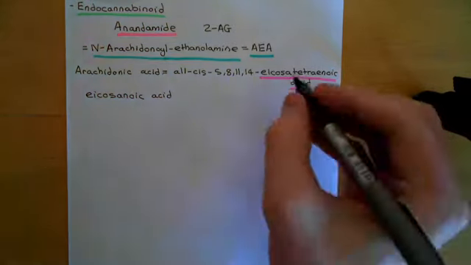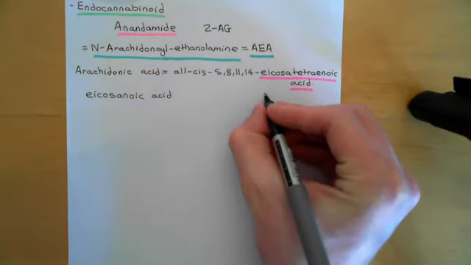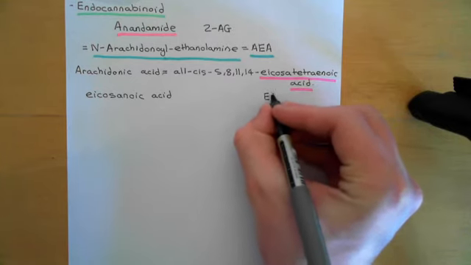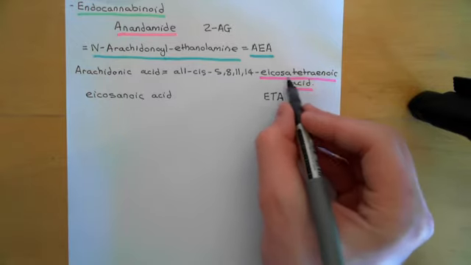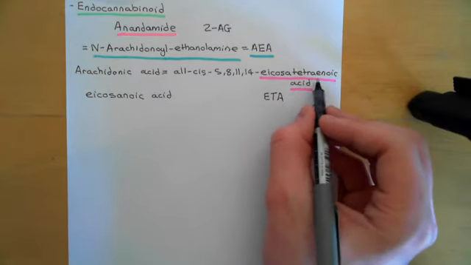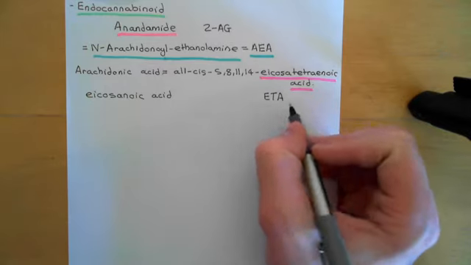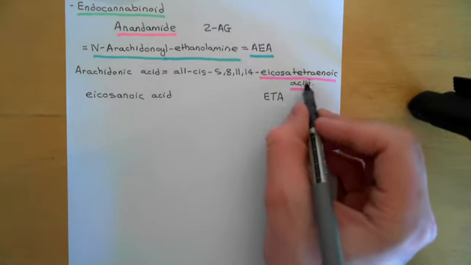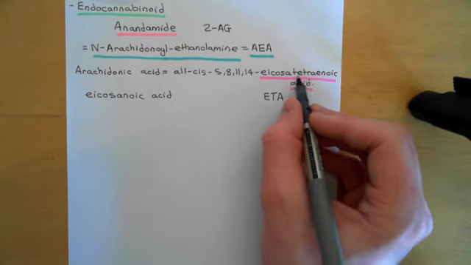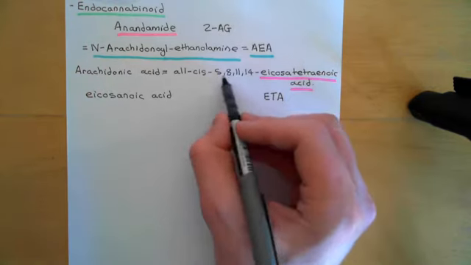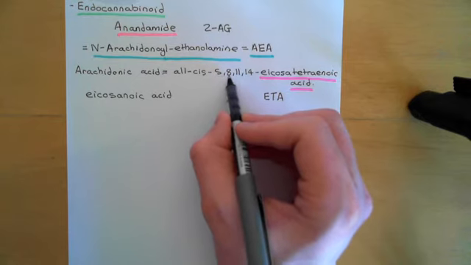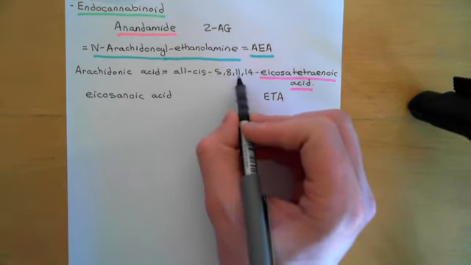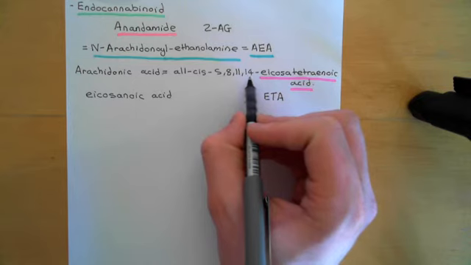Well, this is why it's not a good idea, unless you know exactly what you're talking about and the other person you're talking to knows exactly what you're talking about, to call arachidonic acid just icosatetraenoic acid, which is sometimes abbreviated to ETA, because this name doesn't tell you which of those bonds are actually the double bonds. This numbering here tells you which bonds are the double bonds. They're the bonds between carbon 5 and carbon 6, carbon 8 and carbon 9, carbon 11 and carbon 12, and carbon 14 and carbon 15.